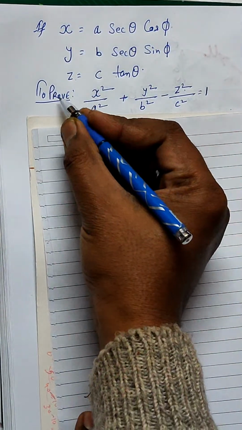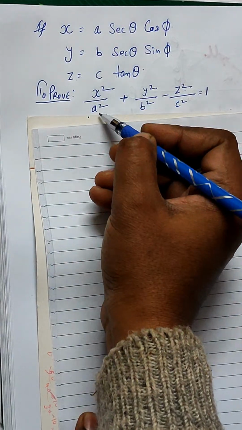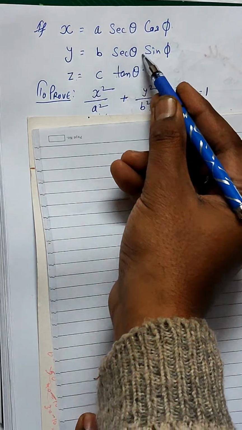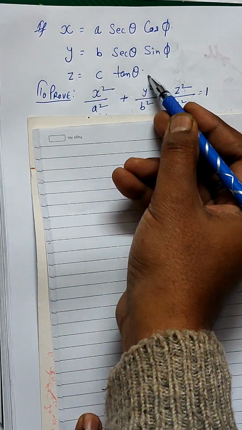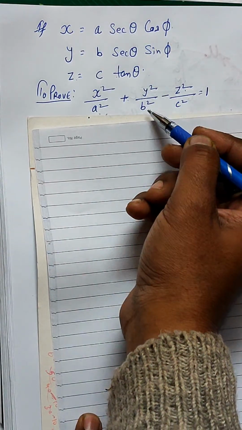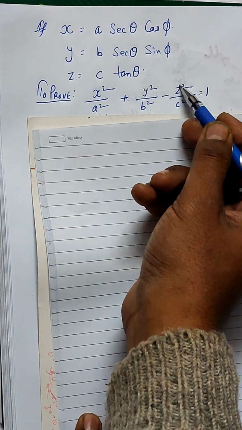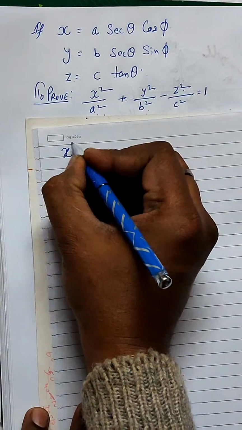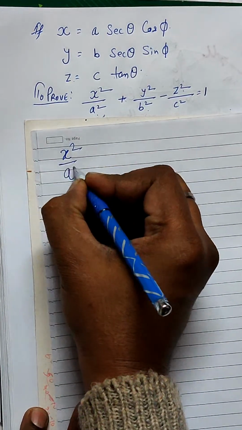So what do we need to prove? x square by a square plus y square by b square, where y is b sec theta sin phi and z is c tan theta. So the value of x square by a square plus y square by b square minus z square by c square should be equal to 1. Right? So here, x square by a square.